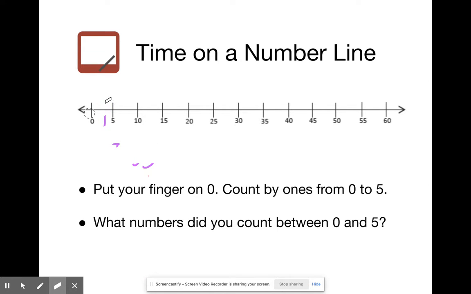All right, keep that number line on your desk. We're going to do a couple more things with it.